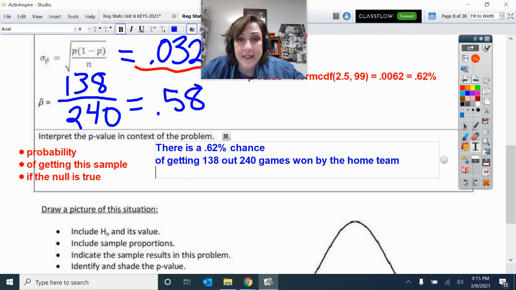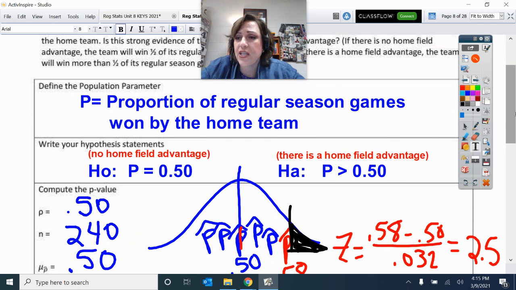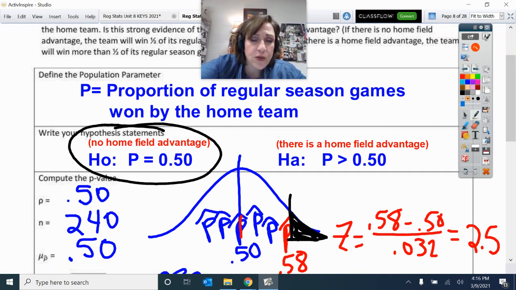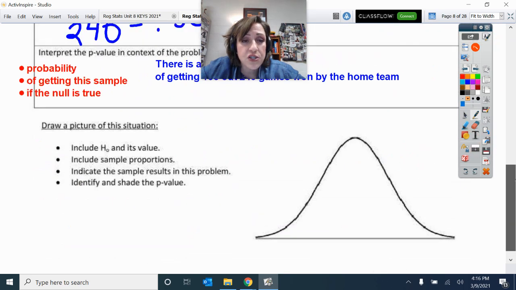If the data is really centered there at 50%. I've got to somehow say this in words. If the null is true. So we could say what I have in red. That works too, and I think that makes sense. We could say if there is no home field advantage, or if the proportion of games won by the home team is just 50%, if the home team only wins 50% of its games. I kind of like what's in red: if there is no home field advantage. So let's write that in there.